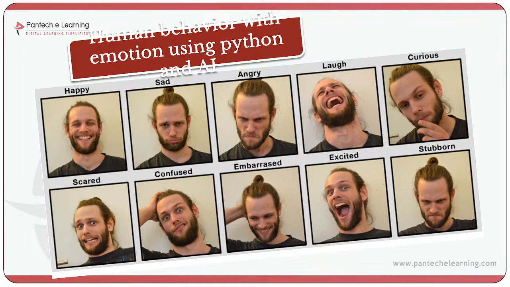In Python, we have different types of applications. This is one of the opencv main applications: human behavior with emotion using AI. So happy, sad, angry, laugh, curious, scared, confused, embarrassed, excited, and stubborn. For face emotions we are using the Haar cascade classifier. For the database, we are taking the frontal face XML files and emotion-based XML files. We are gathering them from the Kaggle website or GitHub.